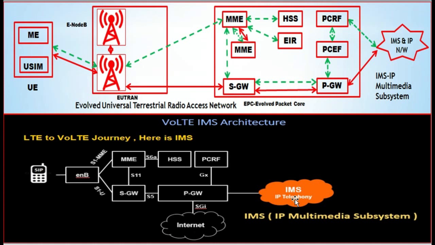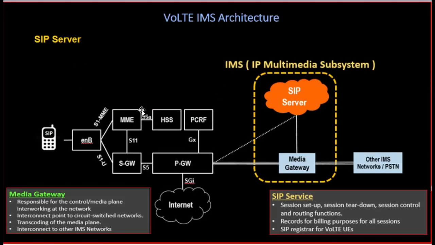There could be multiple access types for an IMS network, such as Wi-Fi or fixed broadband. In this diagram, you can differentiate 4G architecture and VoLTE architecture. You can see on the right hand side the IMS, IP multimedia subsystem. There are two components, the SIP server and the media gateway server.